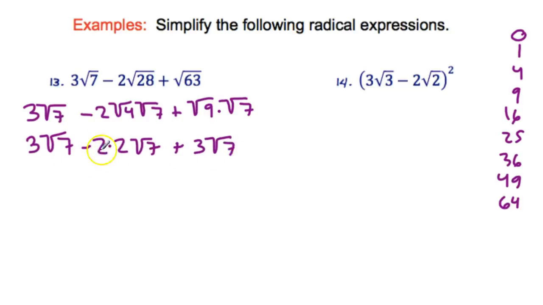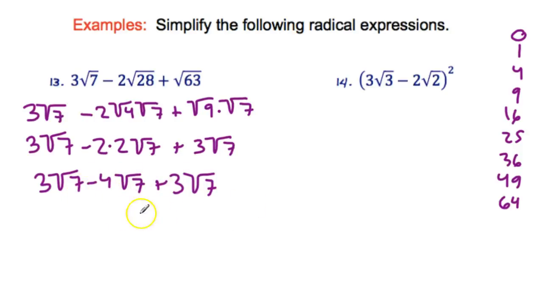Alright, let me just simplify this 2 and the 2, right? So 3 radical 7, negative 2 times 2 is minus 4 radical 7 plus 3 radical 7. So now we need to add and subtract. This might seem like days ago. It was only 20 minutes ago.